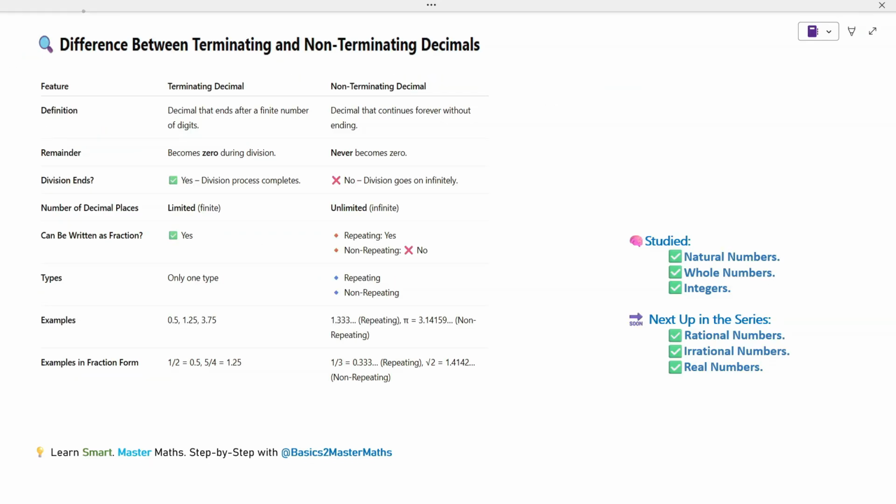This table gives you the difference between terminating and non-terminating decimals. Please make a note of them. Till now, we have studied natural numbers, whole numbers, and integers. In the upcoming series, we are going to learn about rational numbers, irrational numbers, and real numbers.